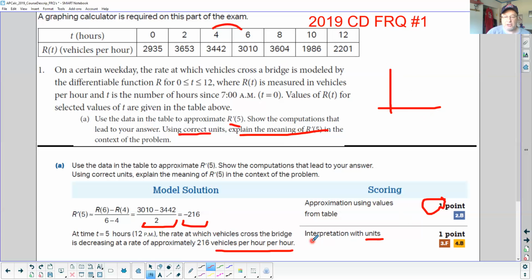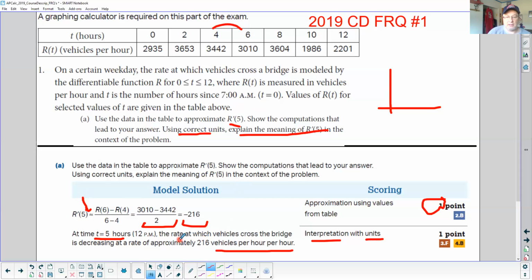Now the interpretation again is you need to start with this at 5 hours or have that somewhere here. You're not evaluating R prime of t, so if you leave this off, you're just coming up with a formula, not a specific at 5 here. So you need to have this at 5, and if you said 12 p.m. because of the way 7 o'clock is 0, that's perfectly fine too.